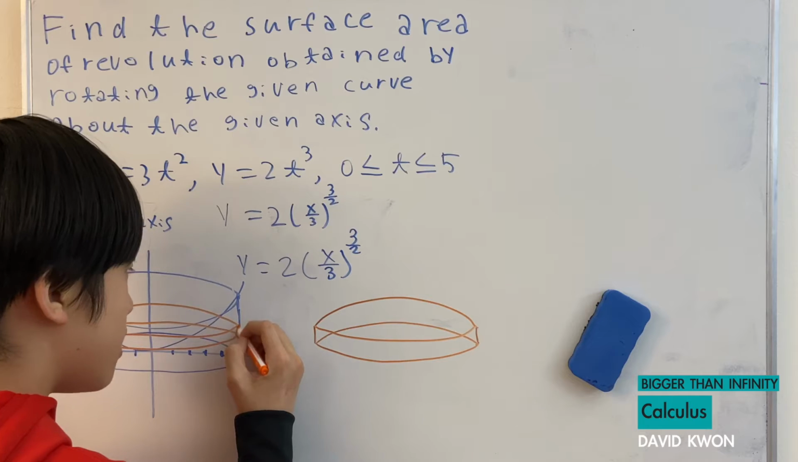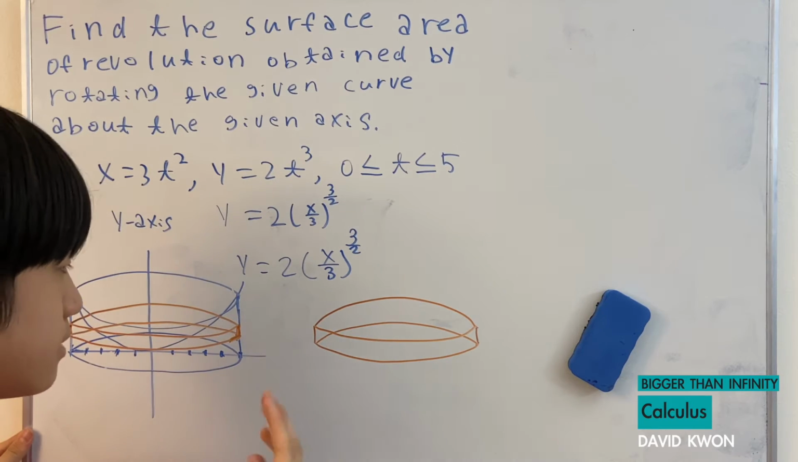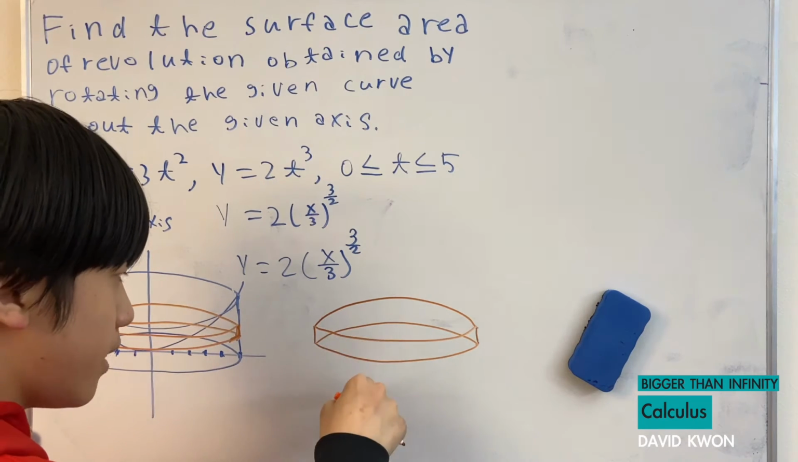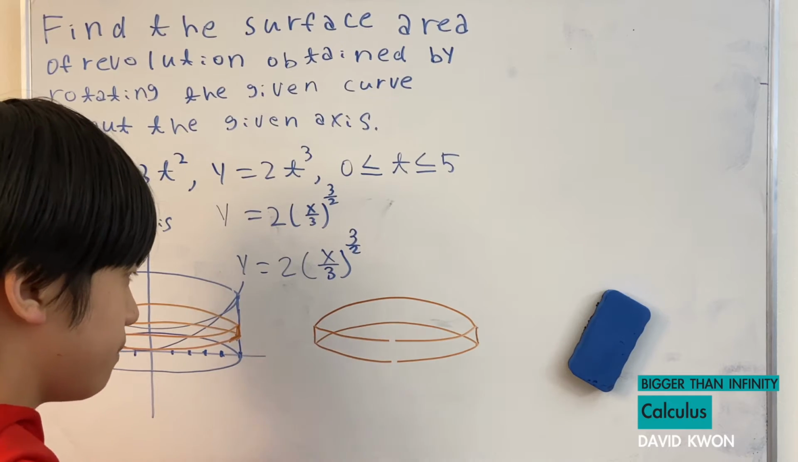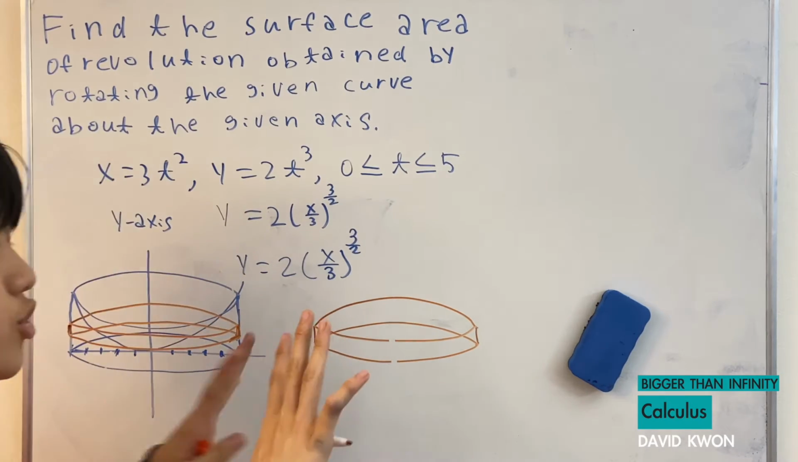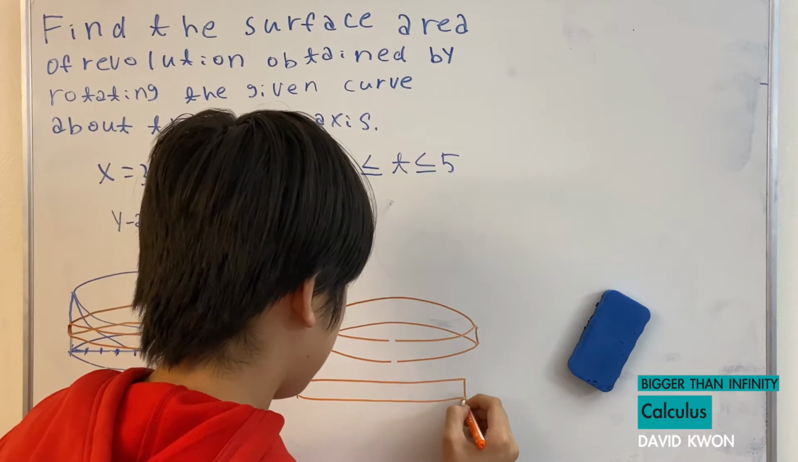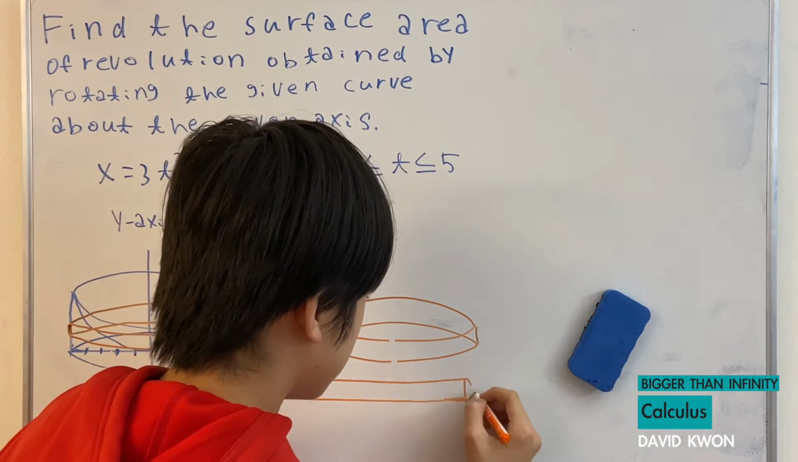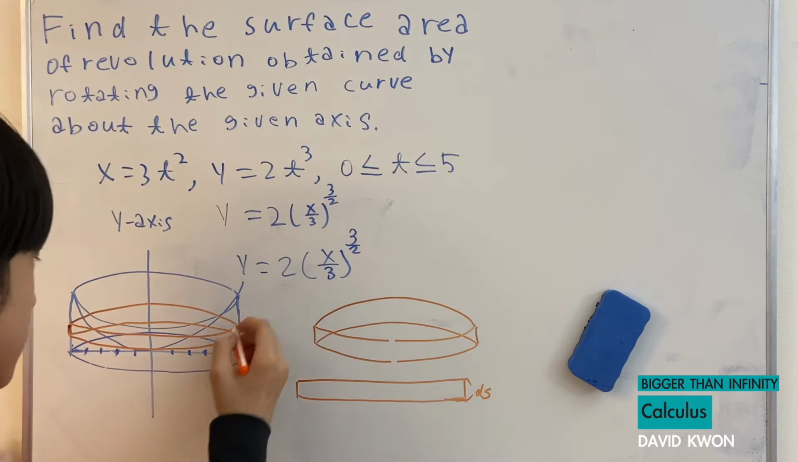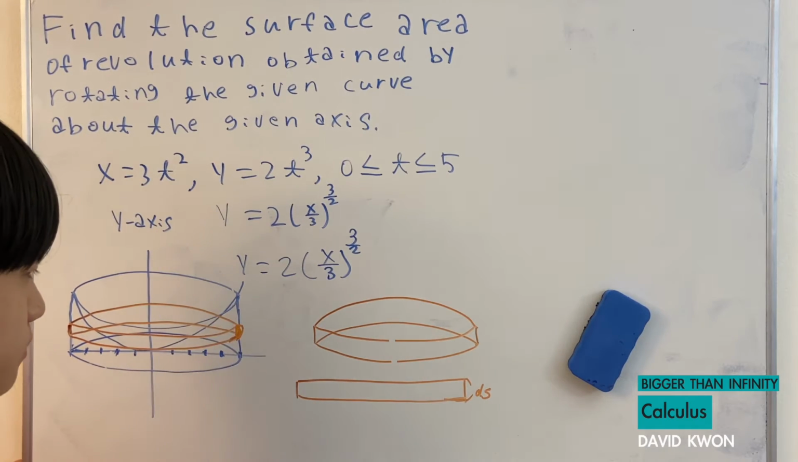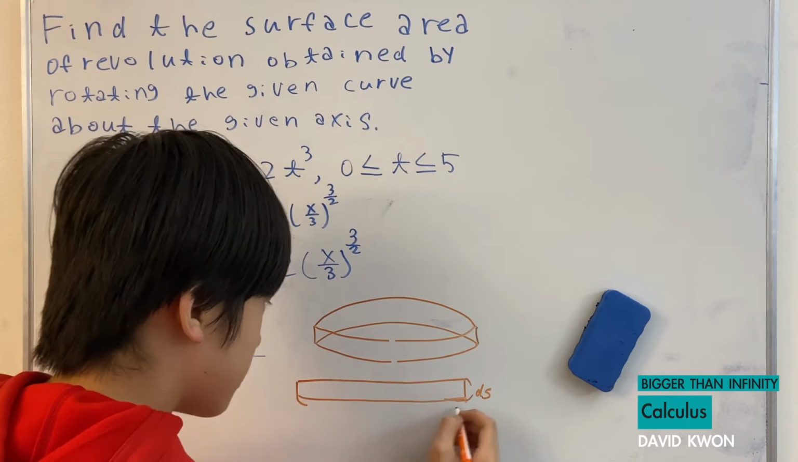Before we get to that, this rubber band, let's cut it in half and then straighten it up. So I get this long rectangular thing. Do you know what this side is? It's ds. So this thing is a ds. And let's find the length of this.